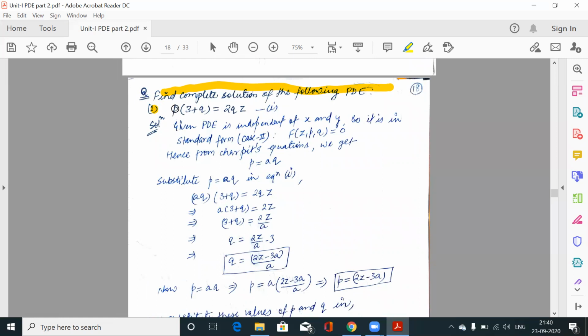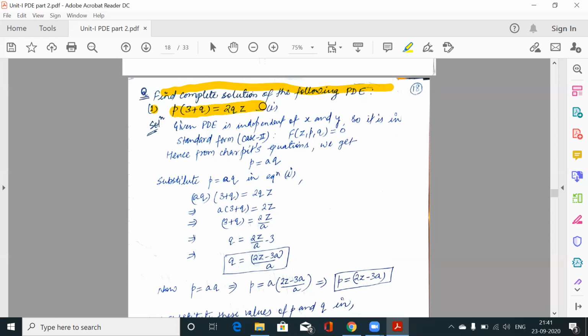This is non-linear. Why? Because of P into Q. So this term will convert it into a non-linear equation. Again, Q is equal to Z. So Q is equal to Z is not a problem because in Cauchy linear, the Z may be a coefficient of Q and P. So this term is not the problem. The problem is this multiplication P into Q. After multiplication, 3P plus PQ. This PQ is a non-linear term. So this is a non-linear partial differential equation.